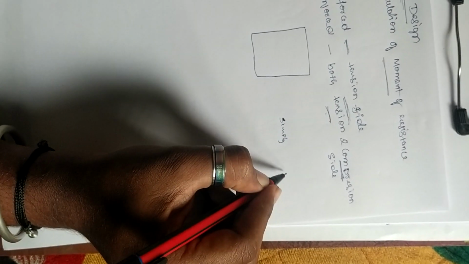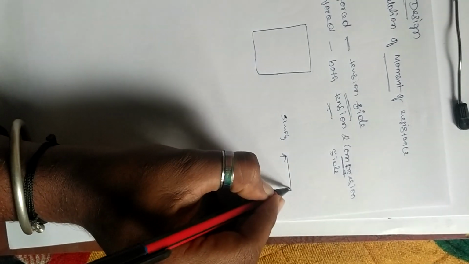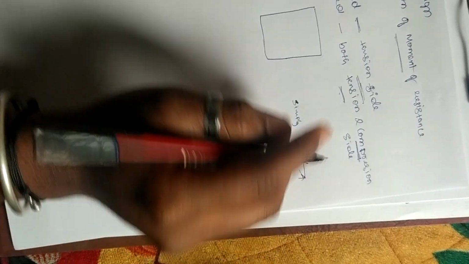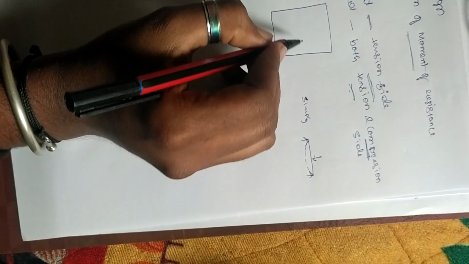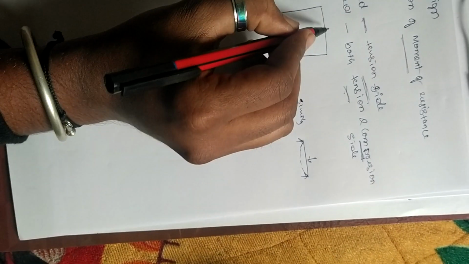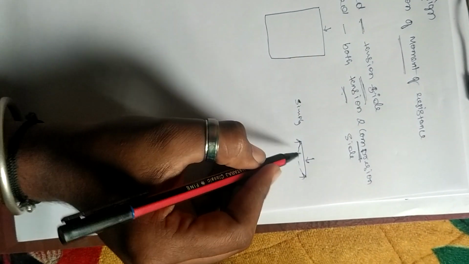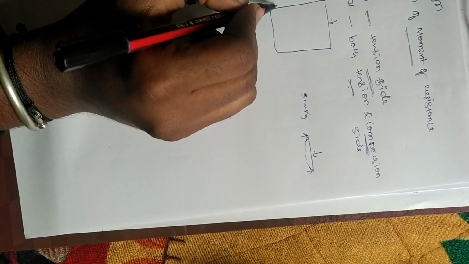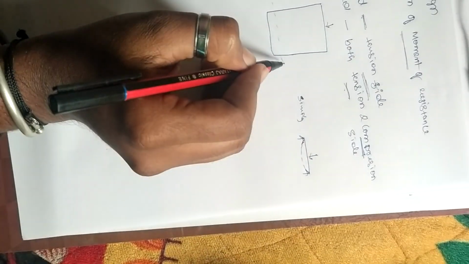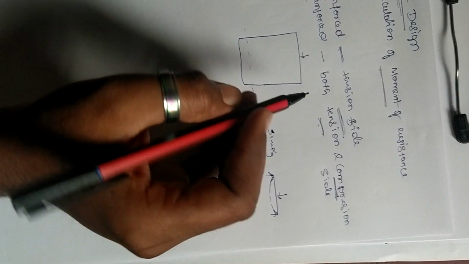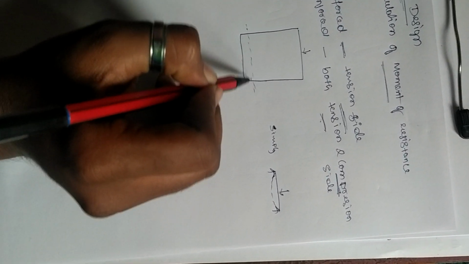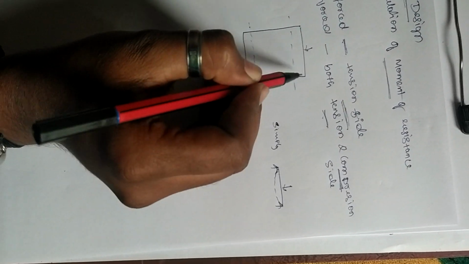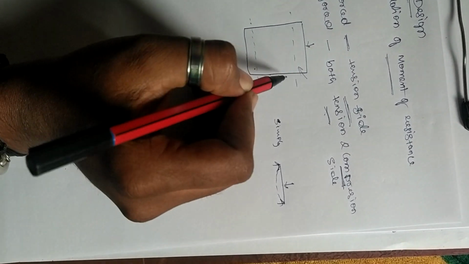For a simply supported beam, we know if load acts downwards, it will bend like this. So let us apply this to this beam. When we apply the load, the beam will bend like this. So it results in the bottom being the tension side, whereas the top will be the compression side.